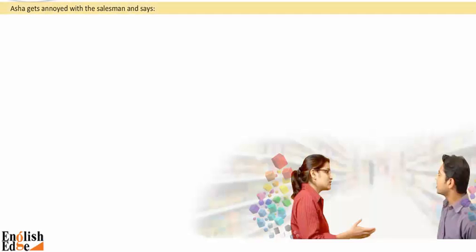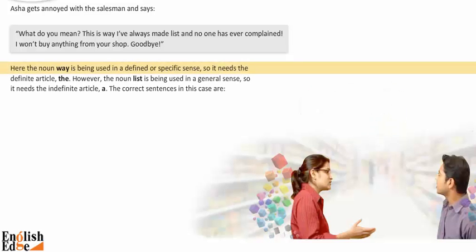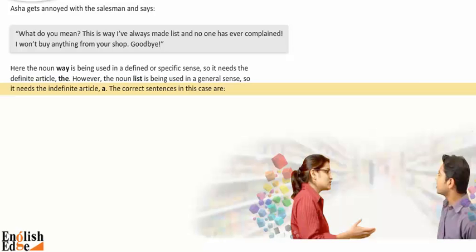We now come to the last section of this case study. Asha gets annoyed with the salesman and says, "What do you mean? This is way I've always made list and no one has ever complained. I won't buy anything from your shop. Goodbye." Here the noun way is being used in a defined or specific sense, so it needs the definite article the. However, the noun list is being used in a general sense, so it needs the indefinite article a.